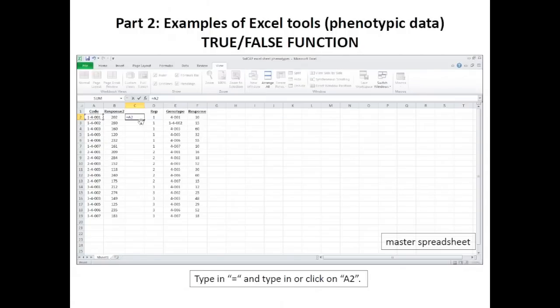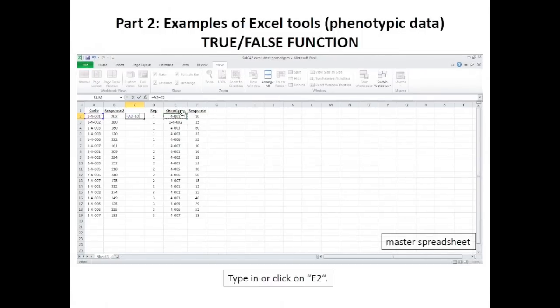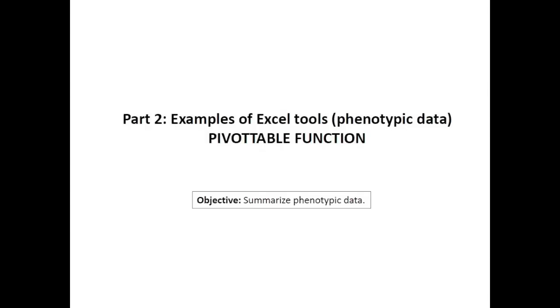So here we are in the master spreadsheet, and you type in equals A2, and then another equal sign, and then E2. And that will either tell you a false or true, and you can see for false that column A and column E do not match for row 2, and it's a true for row 3, because A3 and E3 match. So that will come in handy later.